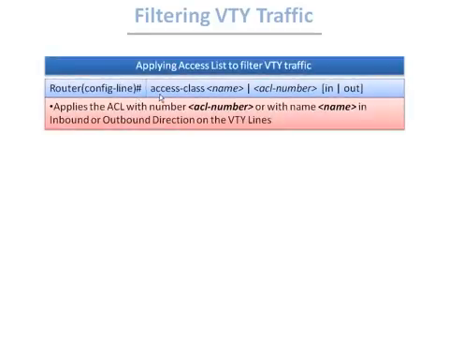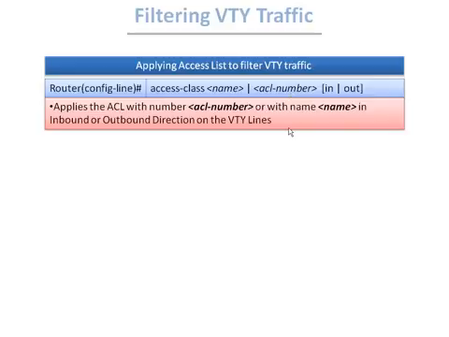And that location is in the VTY lines. Inside of those VTY lines, we type the command access-class, then the name or the number of the access list that we use to filter the VTY traffic, and then the direction that we want this access list to work on. So if we apply an inbound direction, that means that the access list identified by the name or number will filter all incoming VTY traffic. If you apply it in the outbound direction, that means that the router cannot telnet to or SSH to a remote location. And that is it.